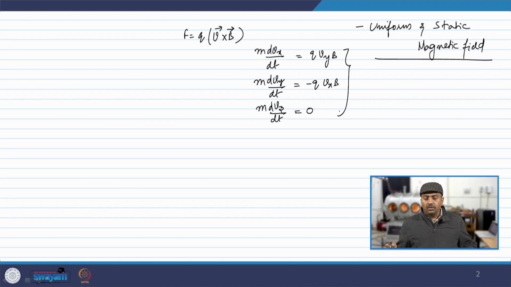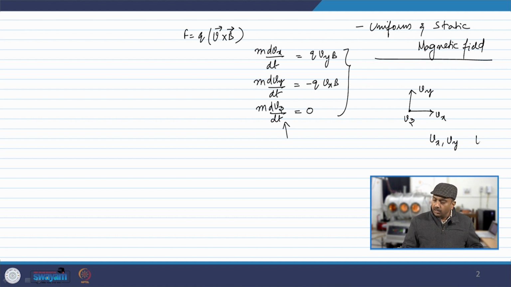So, the meaning of this is that the magnetic field will not be able to influence the z component of the velocity. So, we have Vx, Vy and Vz, and let us say the z direction is pointing out of the paper, right. Now, we are going to refer to Vx and Vy as related to V perpendicular, the perpendicular component of velocity, and Vz the parallel component of velocity.